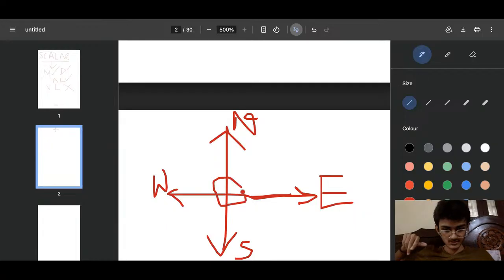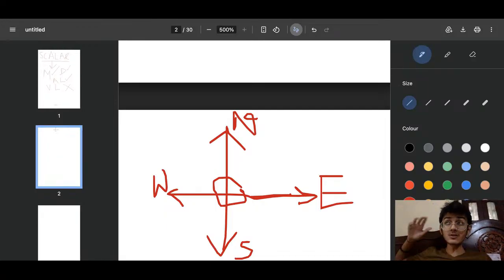If I just remove this point and I'm explaining the whole directional analysis, I'm explaining north, south, east, west without giving the reference of this particular point, which is the origin, which is not 0 comma 0 comma 0, or in a 2D system 0 comma 0, it's the origin. So if I'm not giving the reference point and I'm just explaining north, south, east, west, then it is meaningless.